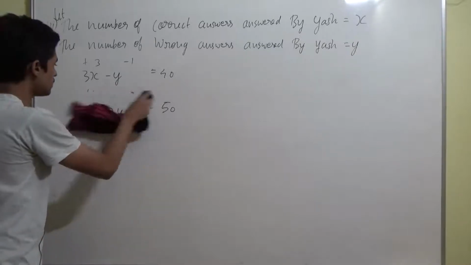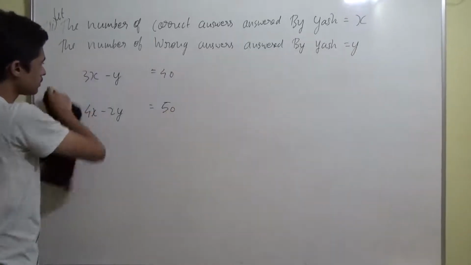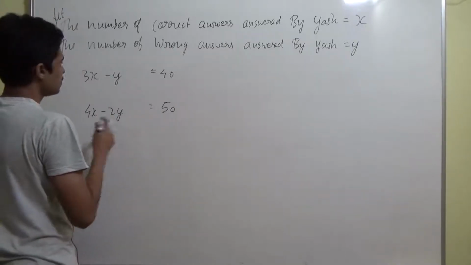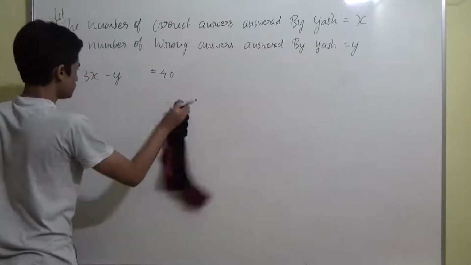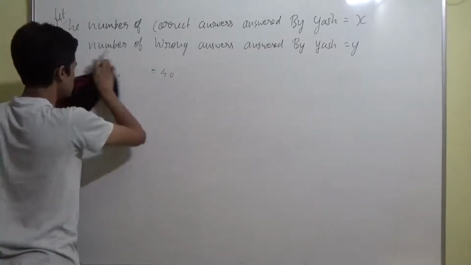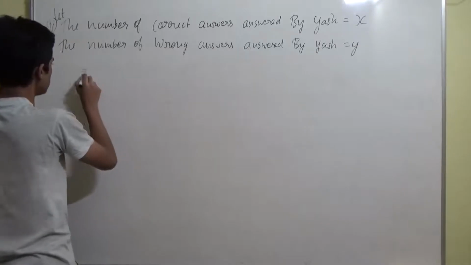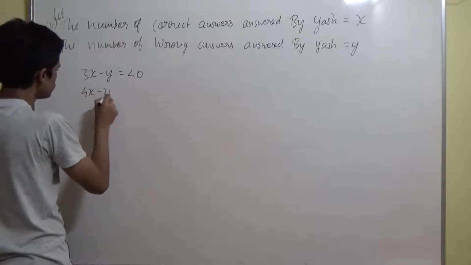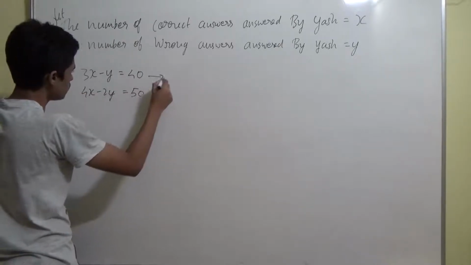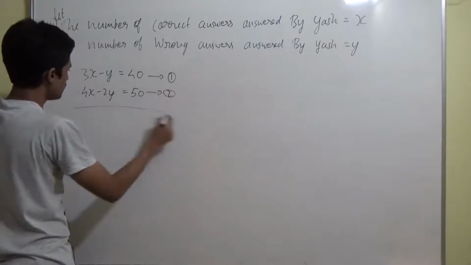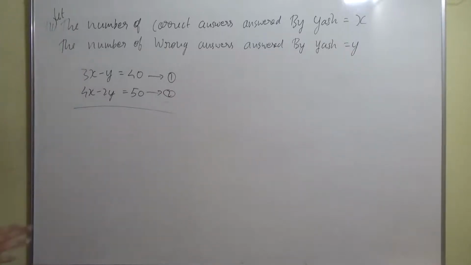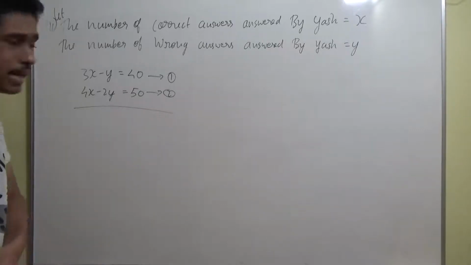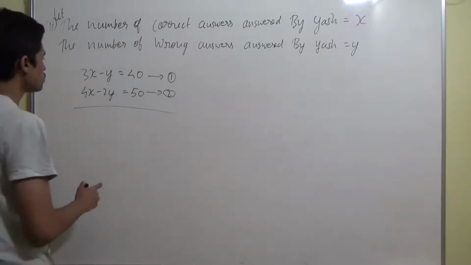So now let me rub this and neatly write these two equations. Right, so this is equation 1 and equation 2: 3x minus y equal to 40, and 4x minus 2y equal to 50. Now let's go ahead and solve it guys. So which method will we solve by? We'll solve by the elimination method itself for this one as well, because it seems easy, right?